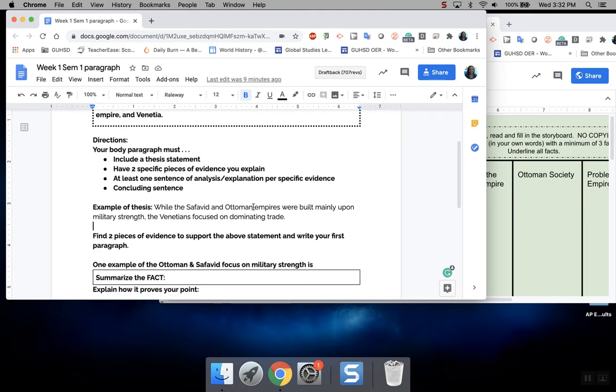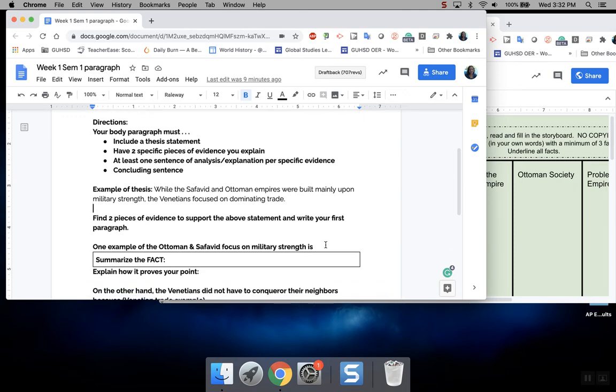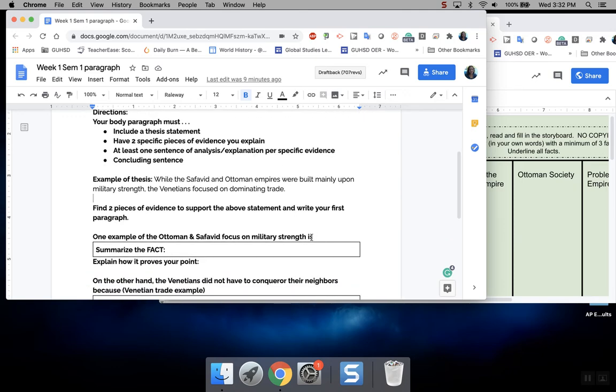So this has a tendency to lend itself to having 3 pieces of evidence, because you're going to have 1 from each empire. If you can combine your evidence from the Safavid and Ottoman empires into like 1 overall piece of evidence, you might be able to get away with just 2 pieces of evidence. So you're going to have evidence, and you need to summarize it. It needs to be in your own words.